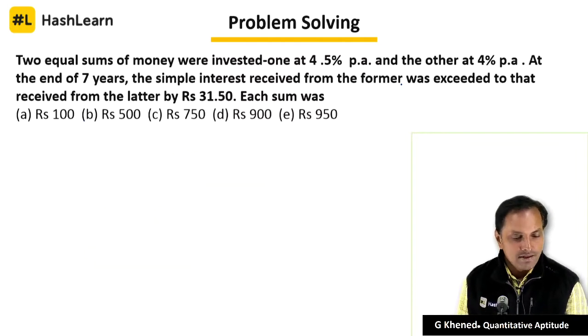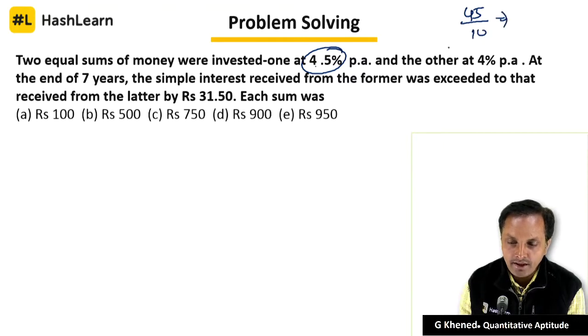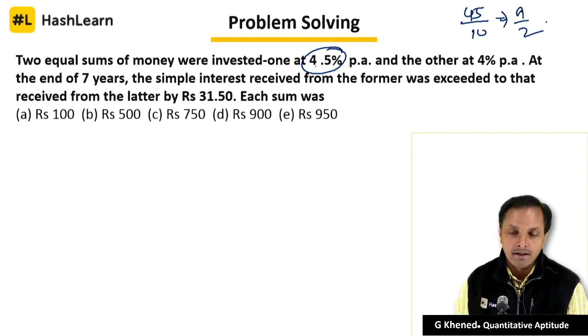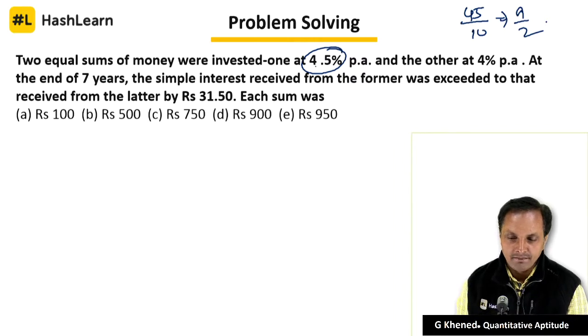Two equal sums of money were invested, one at 4.5% per annum. Generally when they give you a decimal, you can always convert it into a fraction: 45 by 10, which you can rewrite as 9 by 2, because 5 nines are 45 and 5 twos are 10. So 4.5% you can write as 9 by 2%, and the other one at 4% per annum.